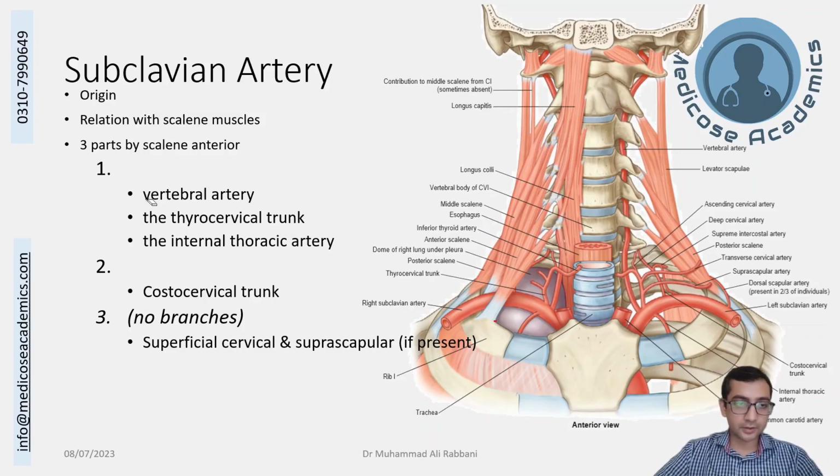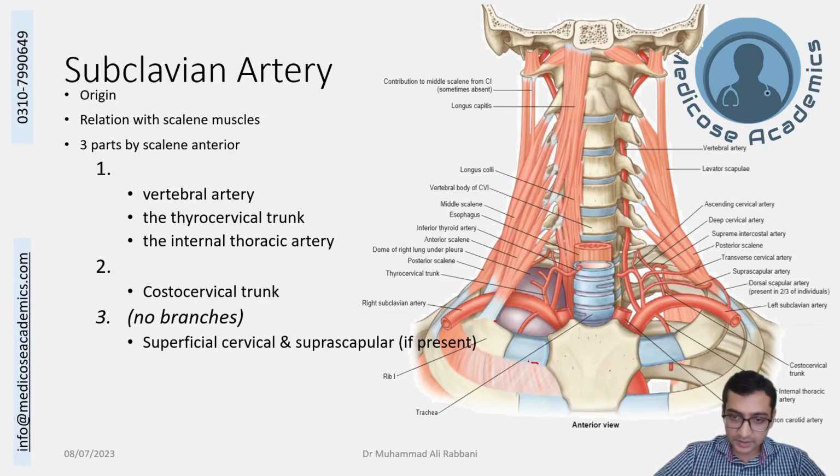Let's talk about the names of the parts, the relation with the scalenus anterior, and the starting and ending points. I just talked about the starting point. It starts from the point where it bifurcates on the right side and where it originates from the arch of the aorta on the left side. It does not have an anatomical ending point. We have defined it on the basis of a level.